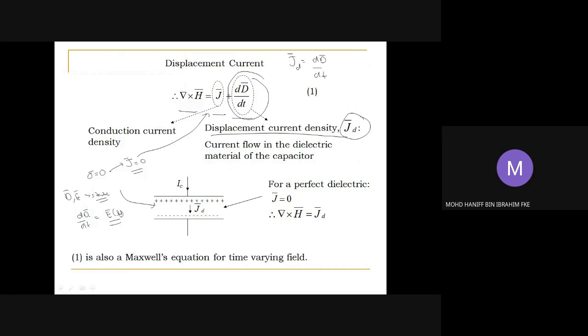When E and D are static, we have the case whereby dD over dt is equal to 0, because since we don't have any time varying field, the dD over dt or the dE over dt will be 0. As such, in this case, it means that JD will be equal to 0. There should be no current flowing in this dielectric. So that's what I mentioned just now.